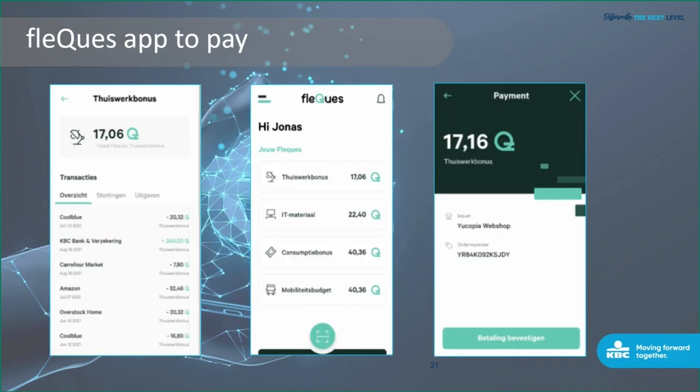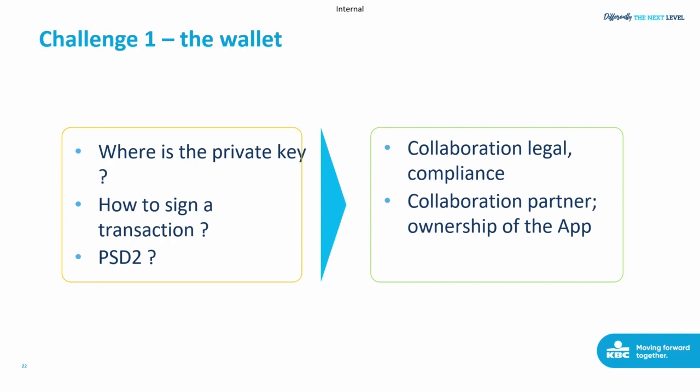These are some screenshots. You can see where you can spend the coin. In the middle one, you have the different types of bonuses that could be provided. And you have your wallet within the app. Challenges here: the wallet, as I said, the private key is something very important. Where is the private key? Today we have chosen the option that KBC is the guardian of your private key. This means that you cannot decide to put your coins in another wallet.